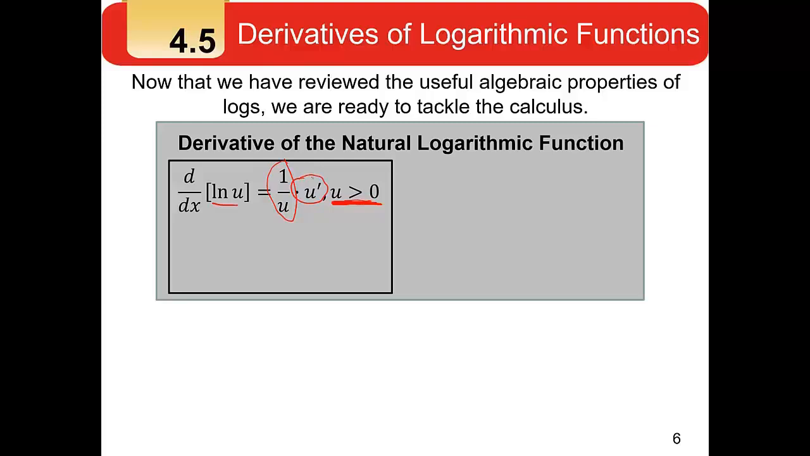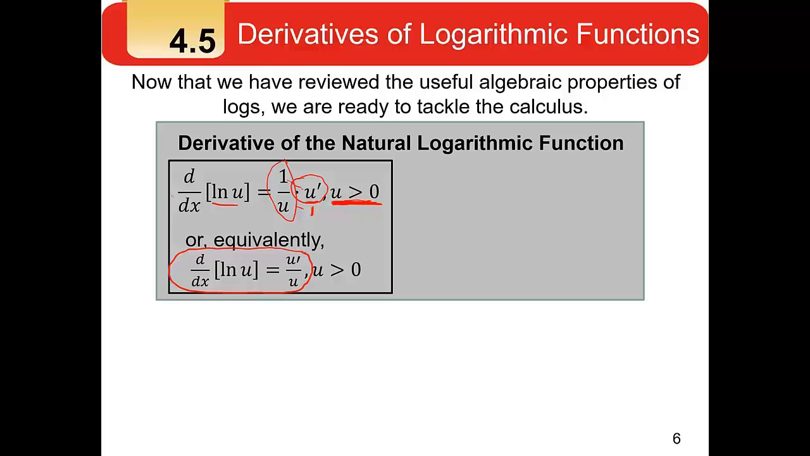Now, most of the time, I like to write that formula slightly differently. And I like to write it this way. If you think of u prime as u prime over 1 and then multiply top times top and bottom times bottom, that formula can turn into something that's easy to remember. It's just u prime over u. So the way I like to use this formula most of the time is think of it this way. The derivative of the natural log of u is the derivative of u over u.